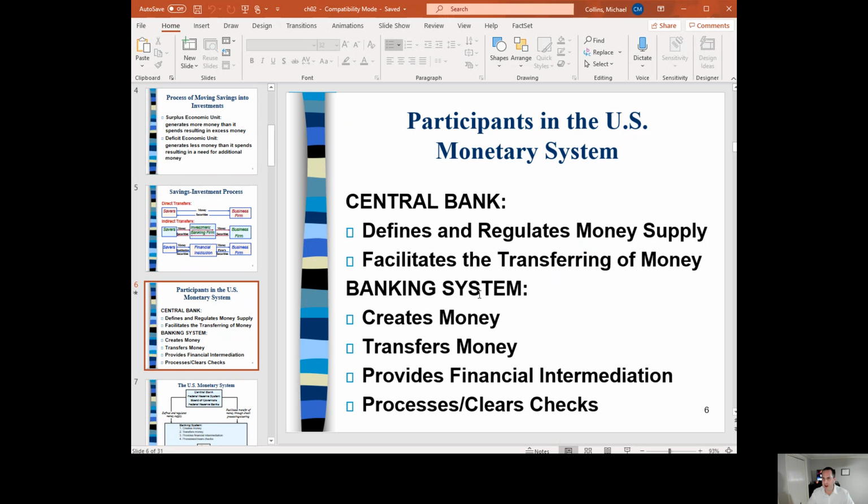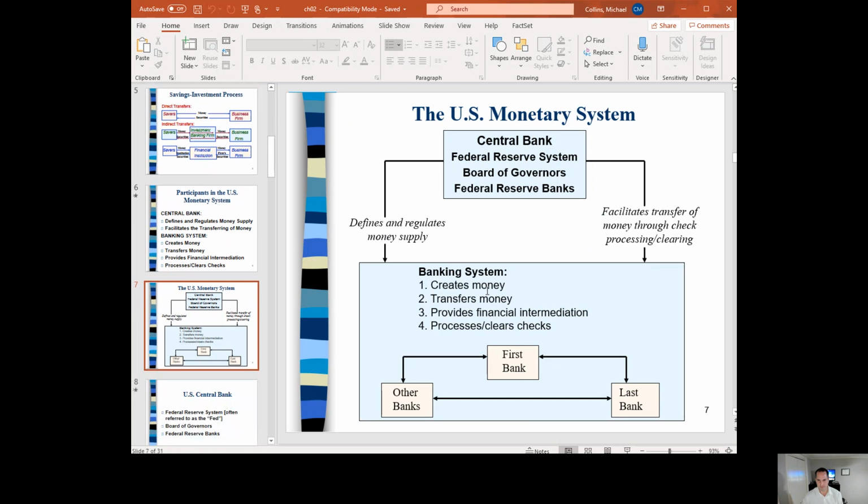Central bank, that defines and regulates the money supply. You hear about the Fed, that's the central bank. They facilitate the transferring of money. They create money, transfer money. They provide intermediation. They're the ones who make sure it gets from point A to point B, processing and clearing checks. Won't spend much time on this, but the central bank loans money to our banks that we go to. And that's how the Fed kind of gets into the banking system on that side. So if your bank needs money, they get a loan from the Fed.